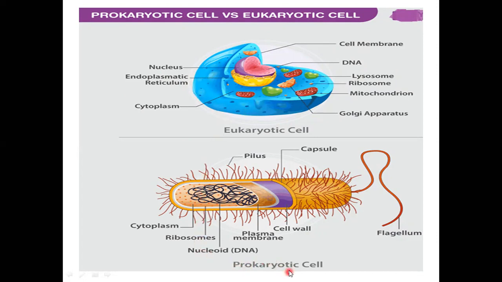This is an example of prokaryotic cells, a bacteria. So you can see here, this is a simple cell. This is the flagella, which is used for movement. This is the cell wall, plasma membrane. Inside, this is the nucleoid where the DNA is present. This is the cytoplasm. Ribosomes are also present. These are pili. This is used for attachment. And also these bacteria have capsules. So this is the simple structure of a prokaryotic cell, which does not have a membrane-bound nucleus and cell organelles.